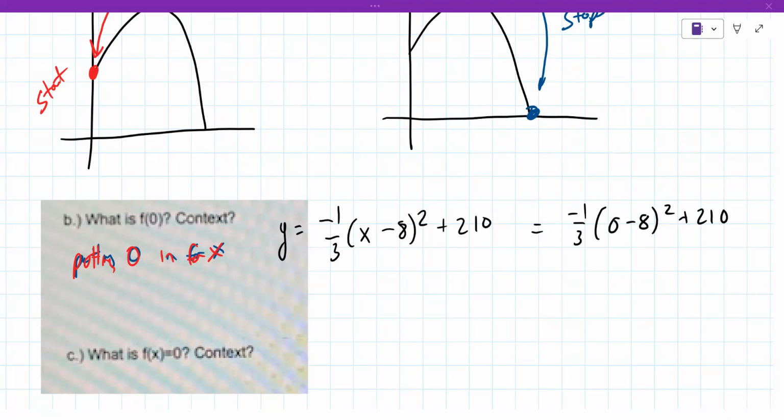Okay, I have square root parentheses x minus 8 parentheses squared equals square root 630. Okay, so somehow there's a disconnect here, and I apologize. I was just asking you to simplify this: -8 squared multiplied by -1/3, then add it to 210.